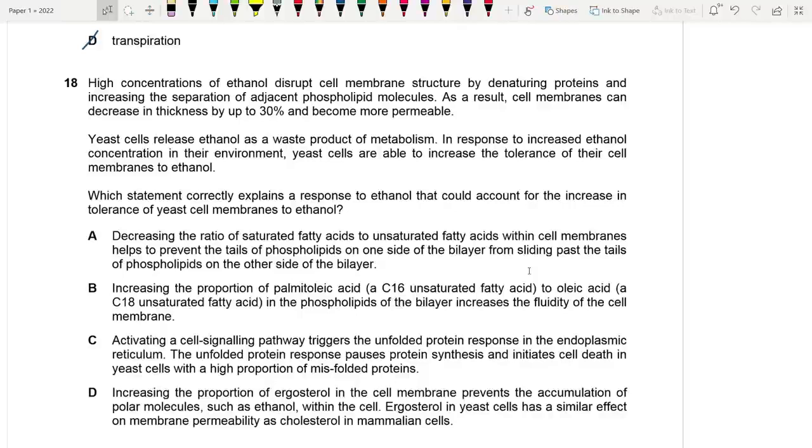Our goal here is to reduce permeability because ethanol increases permeability. We want to reduce permeability. That's our goal. That's gaining tolerance. So we want to decrease permeability. So let's check this. For D, increasing the proportion of ergosterol.